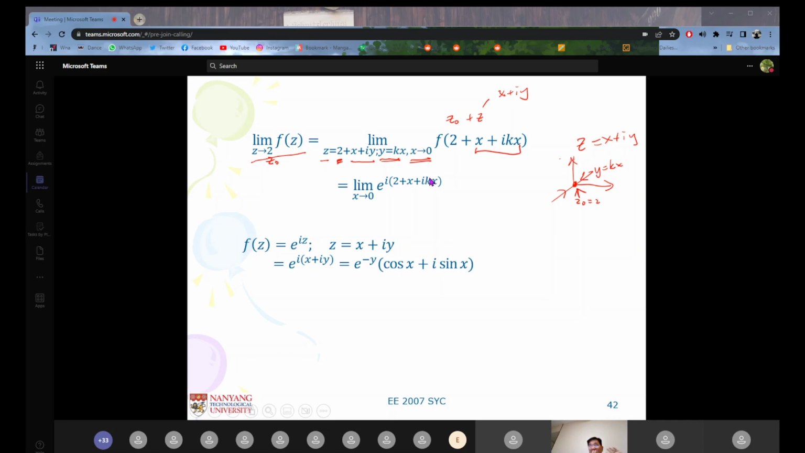So the limit is independent of k. Independent of k means independent of the direction where I approach that z naught. So the limit is unique. So your thought has to be very clear, yeah? The limit is fixed, a constant, independent of k, so it is independent of the direction where I approach the point of interest. So the limit is unique. If the limit is unique, then the limit exists at this point.